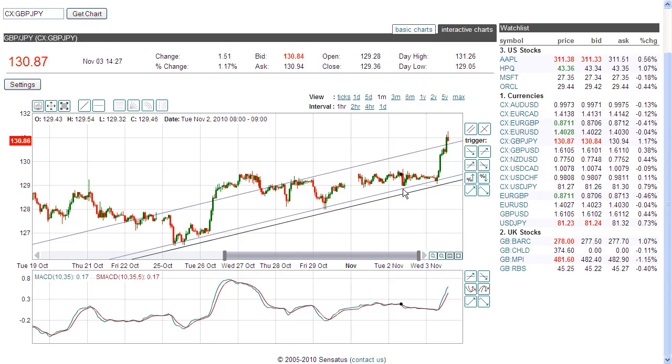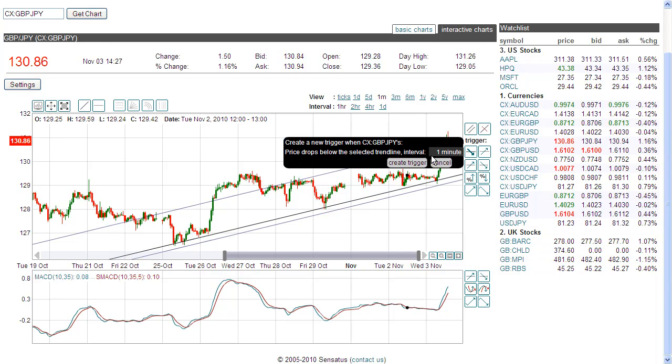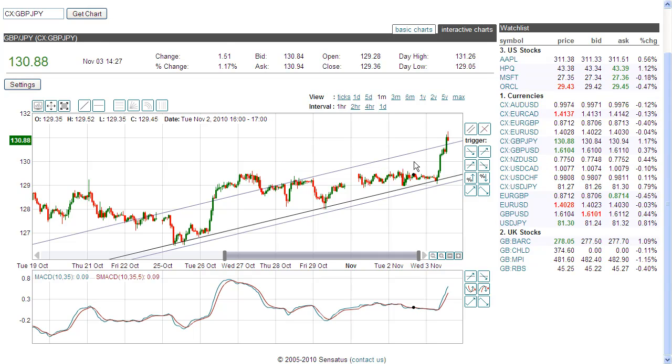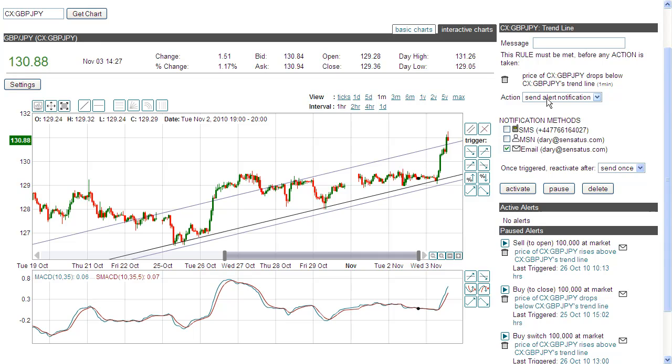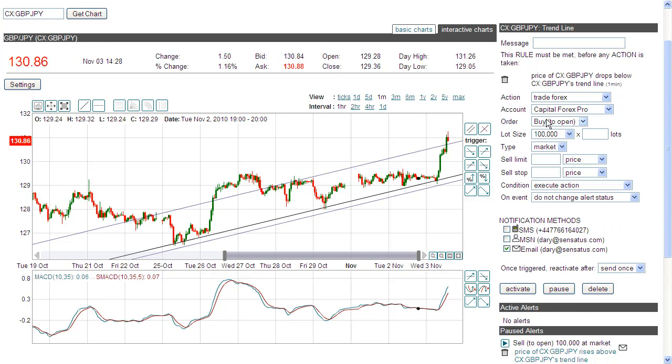So I'm now going to set up these trades. The first one is my buy to open if I don't have a long position. I'm going to use a 1 minute interval. So the minute the price falls below this line, I will open up a long position. Okay, so 100k a lot. If no position, buy to open.